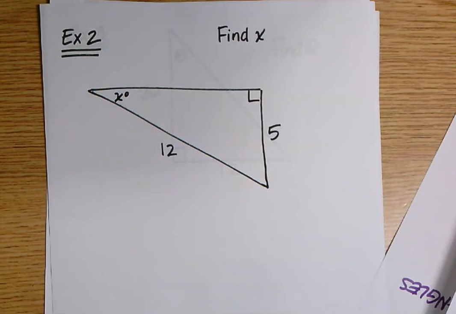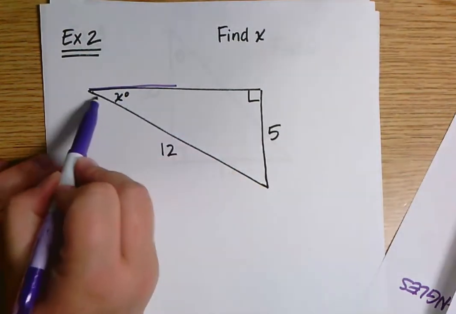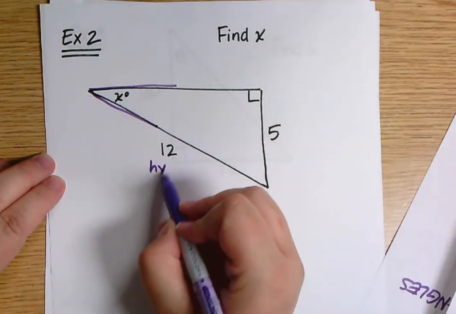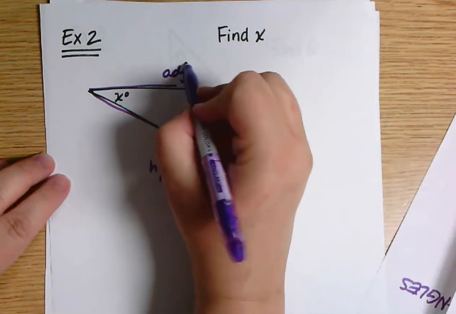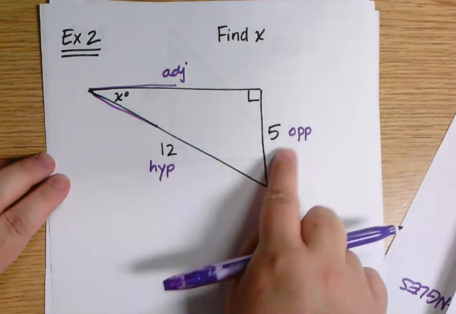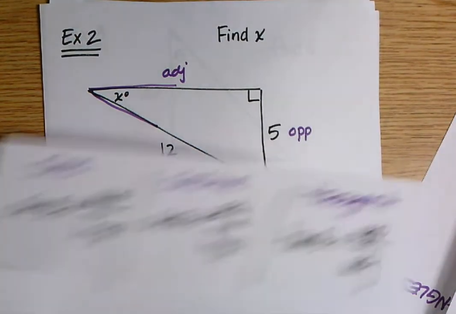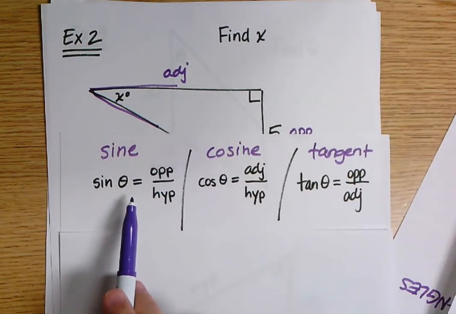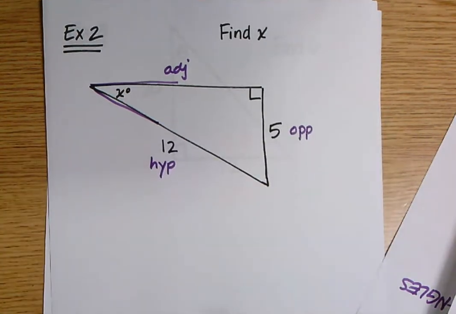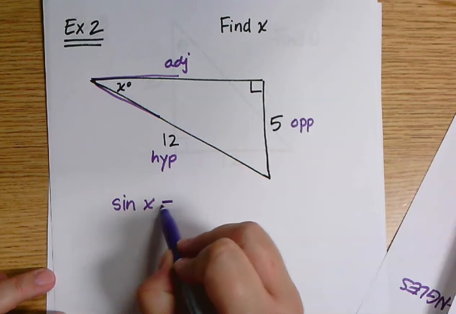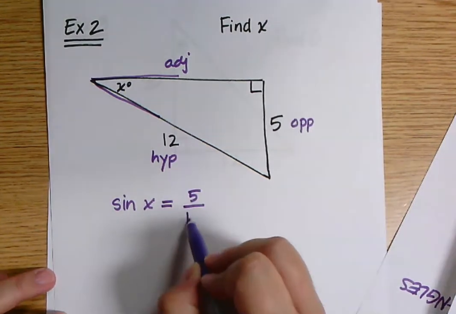Okay, so this is the angle I'm working with. One of the sides of this angle is the hypotenuse. The other is the adjacent, which means that 5 must be the opposite. So the sides I'm working with are the opposite and the hypotenuse. And the trig function that deals with opposite and hypotenuse is the sine. So I'm going to set up a sine equation. All right, so here's my sine equation. Sine of x equals opposite over hypotenuse.